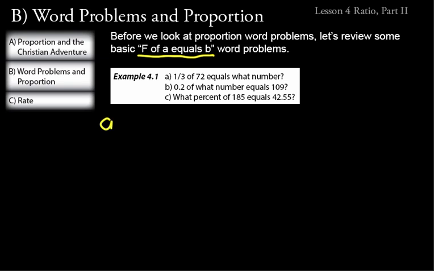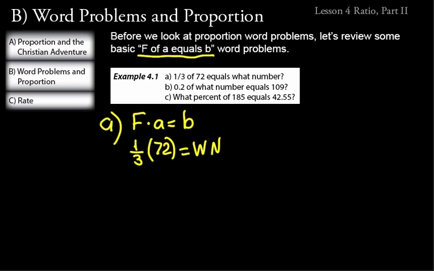Example 4.1a, 1/3 of 72 equals what number? So remember you doing that maybe in Algebra 1 where you have f of a, which means f times a equals b, and you can use that formula and just substitute in. So the fraction is 1/3, so we'd say 1/3 of 72. So 1/3 times 72 is equal to Wn. We'll put that in instead of b, we'll use a descriptive variable, Wn, for what number.